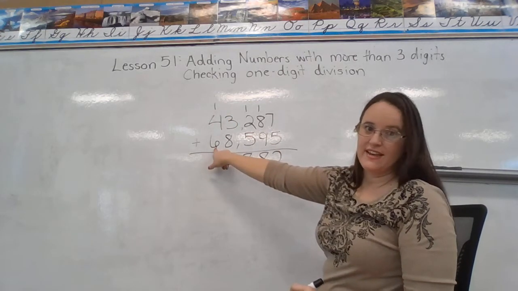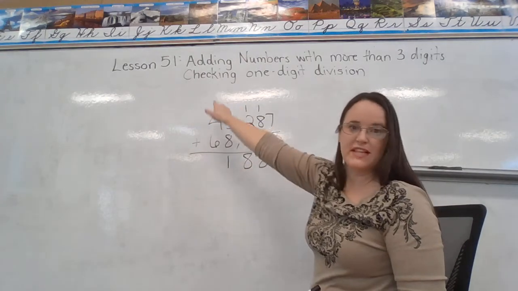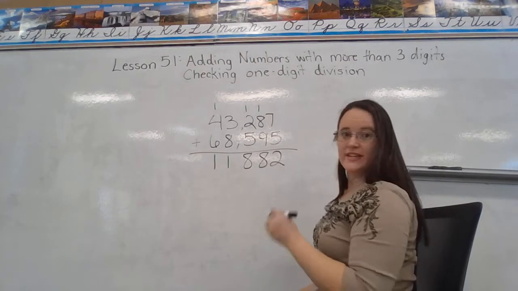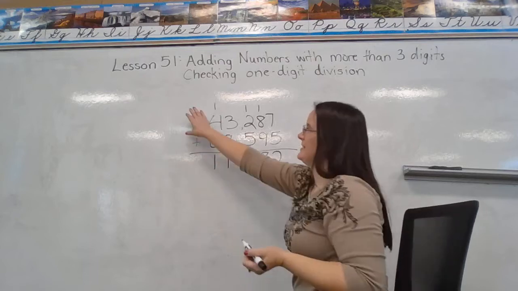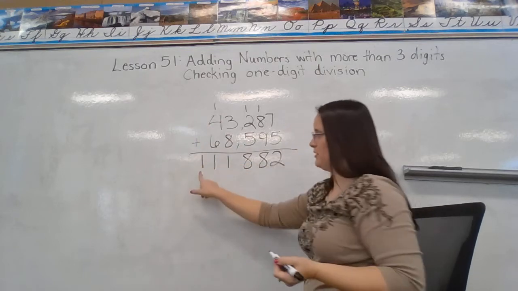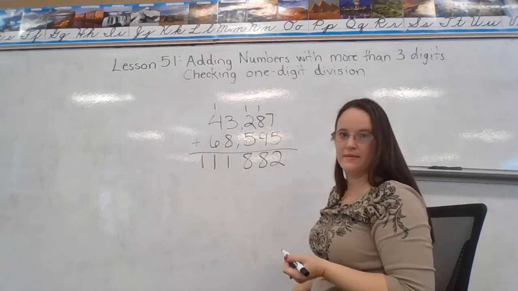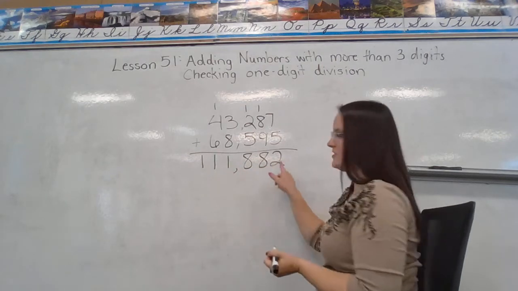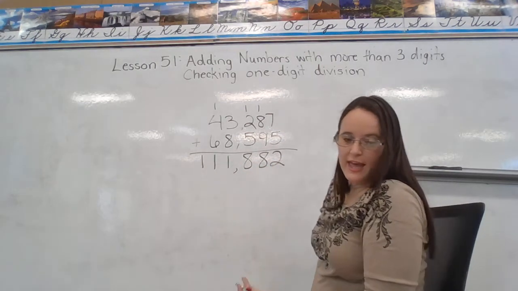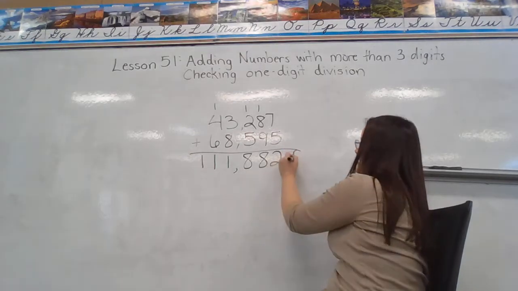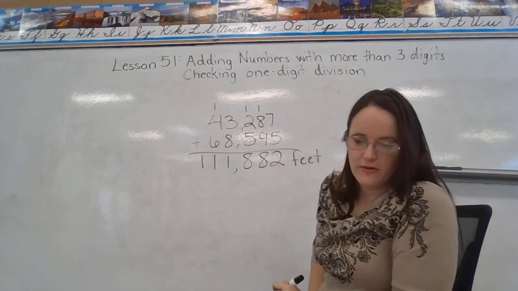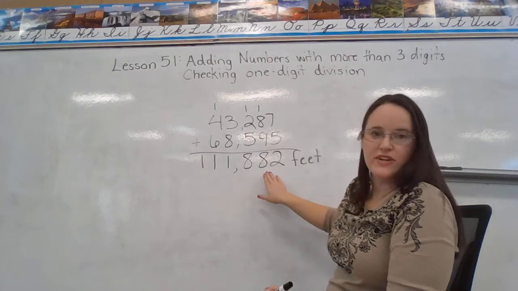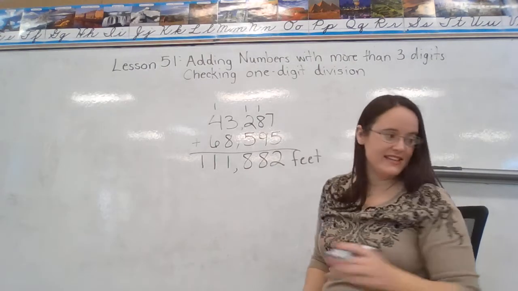Now 6 10,000s plus 4 10,000s plus 1 10,000. 6 and 4 is 10, plus 1 is 11. I would carry over here, but since I don't have any digits, I can just put my 11 right there, okay? Now I want to fill in a comma. That's going to make it easier to read this. Every 3 digits, starting at the ones place, we get a comma. And my units here, we're talking about feet. So the park ranger had to go 111,882 feet. And that's the end.